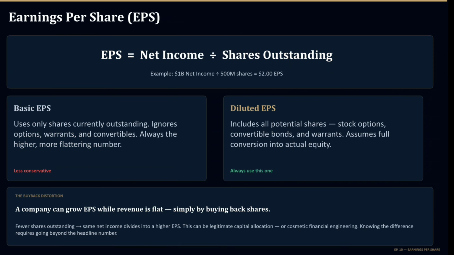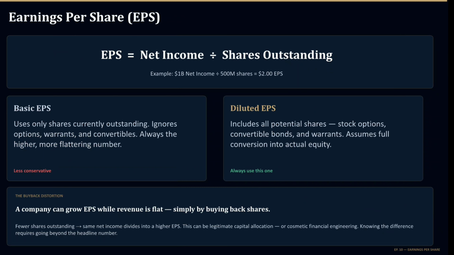Every quarter, the number analysts and media focus on is earnings per share, EPS. EPS is simply net income divided by the total number of shares outstanding. If a company earns $1 billion in net income and has 500 million shares outstanding, EPS is $2. There are two versions you'll see.